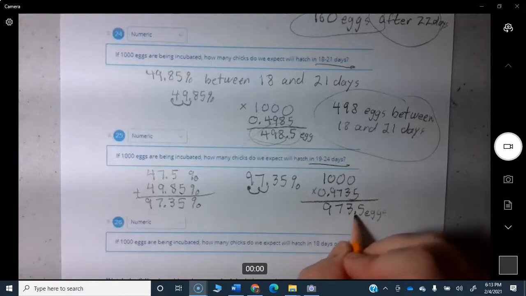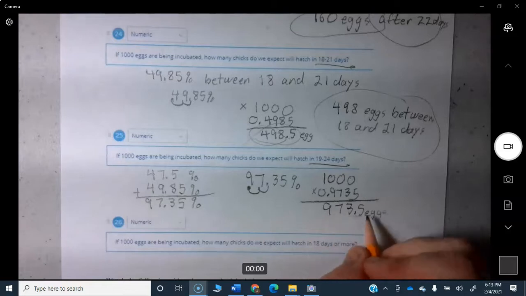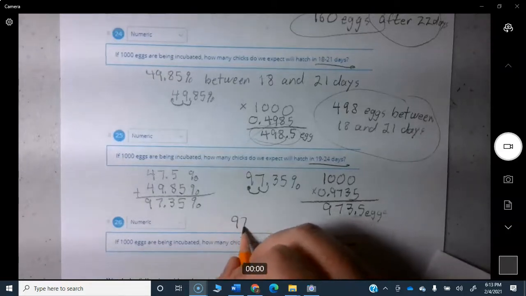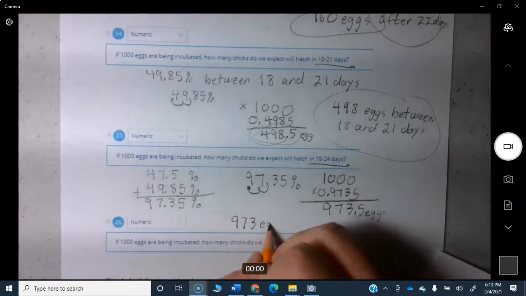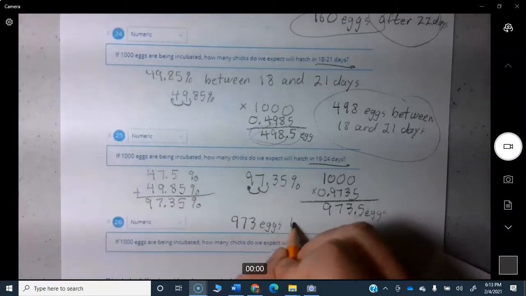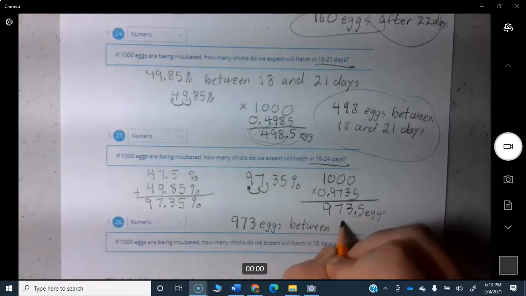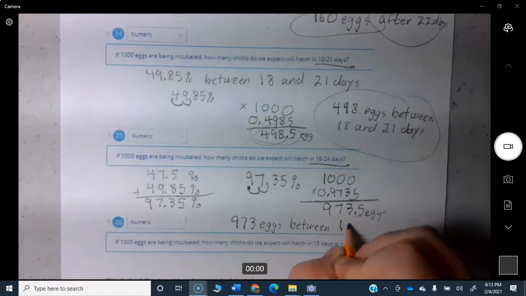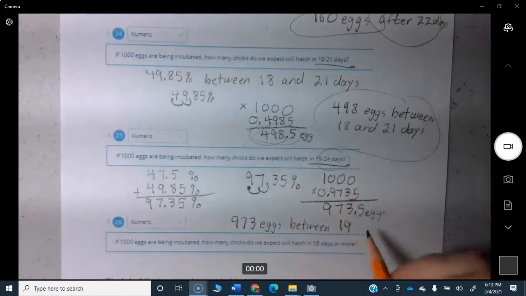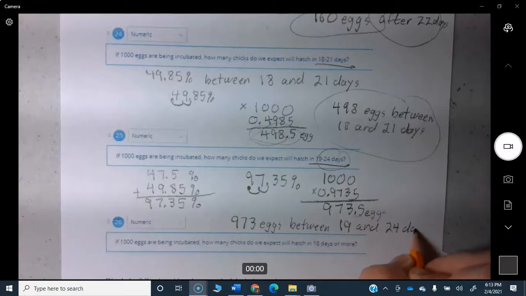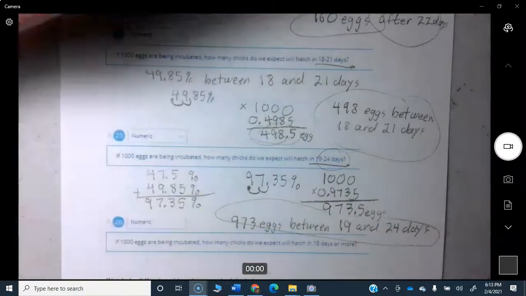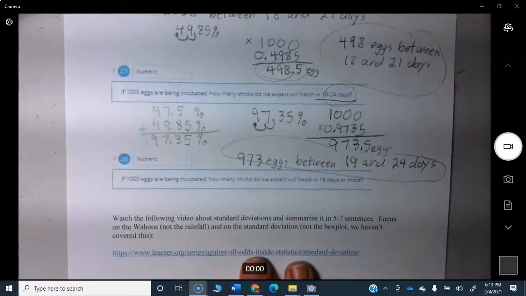Again, you could say you didn't quite make it to 974, so you can't have a half an egg, so it's 973. So 973 between, what was it, 19 and 24. 19 and 24. Okay, and why don't we just finish this up? Okay, let's do the last one together.